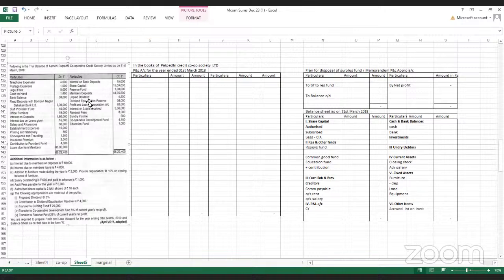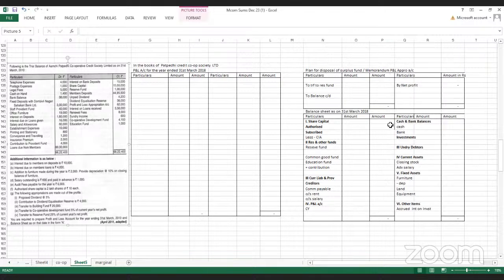Now this is a PAT PD. As I told you, it's a cooperative bank. So we don't need a trading account in this sum. I have drawn P&L account. Apart from that, we have one plan for disposal of surplus, for which we don't give any effect. Then a balance sheet at the end. I have kept a format ready for everything. Now let us go through the trial balance and then adjustments.